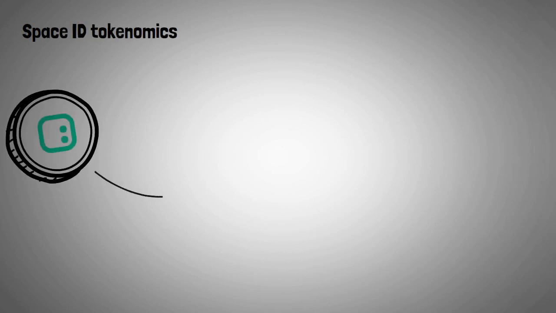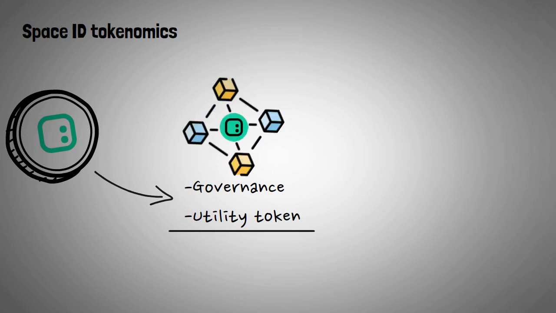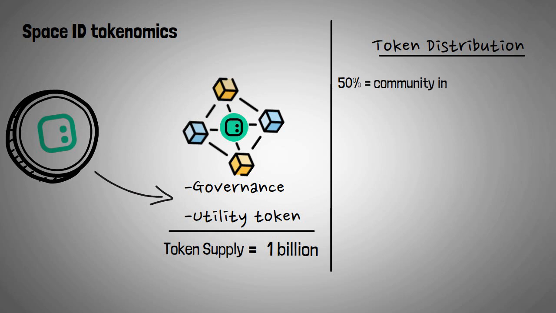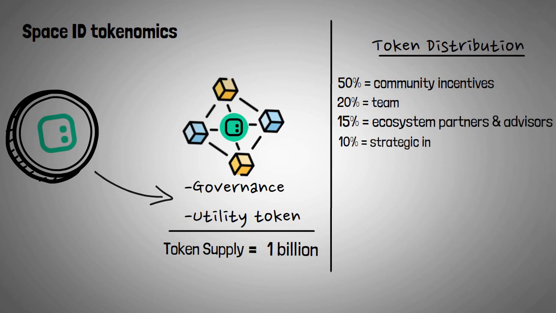Now, let's wrap this up with Space ID tokenomics. The ID token is the governance and utility token of the Space ID ecosystem. Here are some details on its tokenomics. First is the token supply. The total supply of ID tokens is about 1 billion, with no more tokens to be minted in the future. Secondly, the token distribution. The initial token distribution is as follows: 50% for community incentives, 20% for the team, 15% for the ecosystem partners and advisors, 10% for the strategic investors, and 5% for liquidity provision.